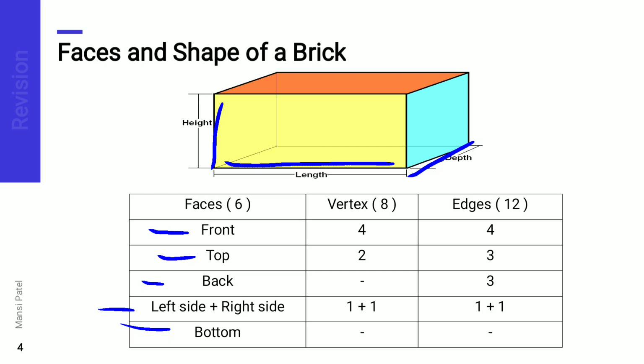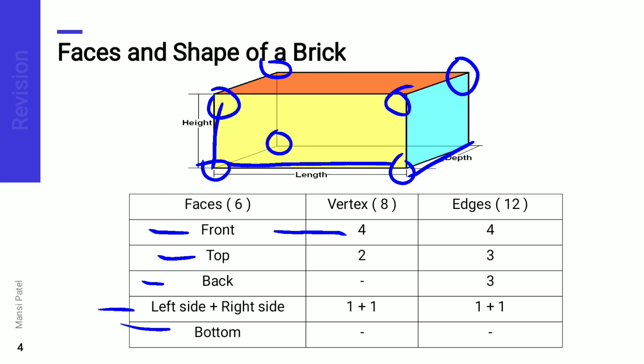Now how many vertices are there? You can see that on the front side there are 4 vertices: 1, 2, 3 and 4. From the top side you can see there are 2 vertices. Now one vertex on left hand side and another vertex that is behind all this, that is on the right hand side. So in total there are 8 vertices.